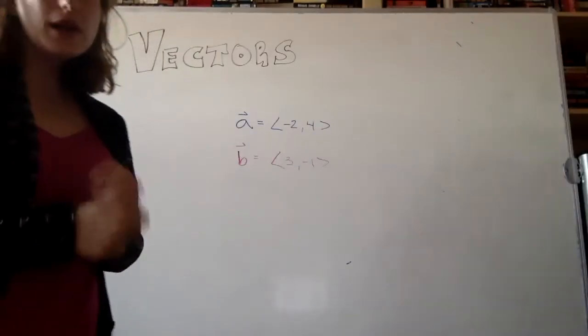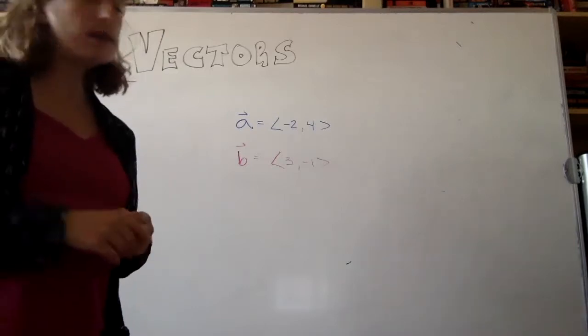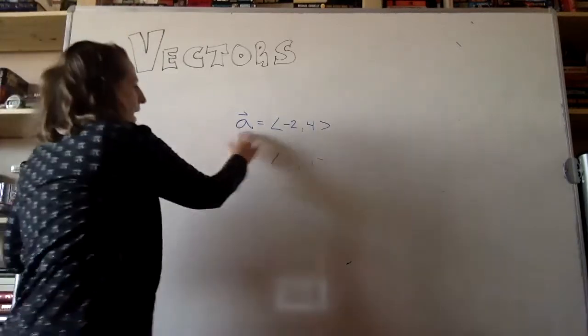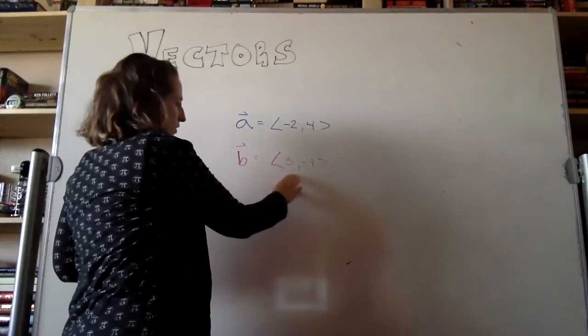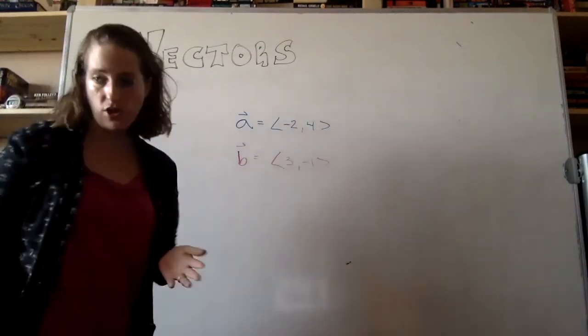All right, so I want to work a couple more examples thinking of vectors in their horizontal and vertical components. So we have two vectors up here, A, which is <-2, 4>, and B, which is <3, -1>. Remember that these give us both a magnitude and a direction, okay?